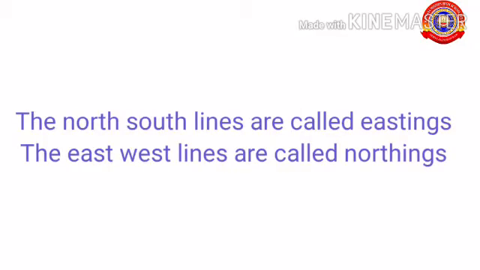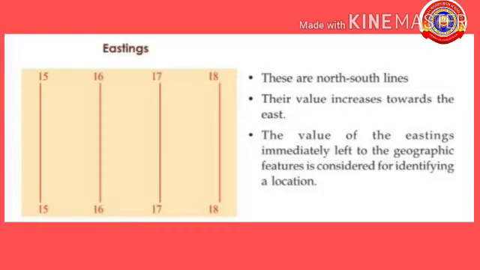The north-south lines are called eastings and east-west lines are called northings. These lines are connected with north and south. So, this line is called eastings. Their value increases towards the east. The value of the eastings immediately left to the geographic features is considered for identifying a location.